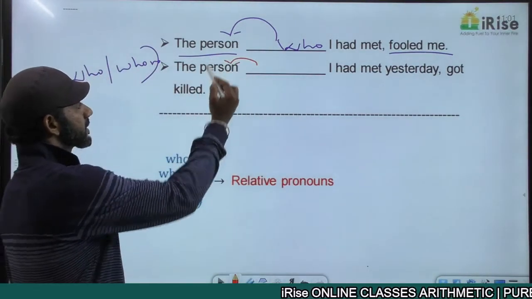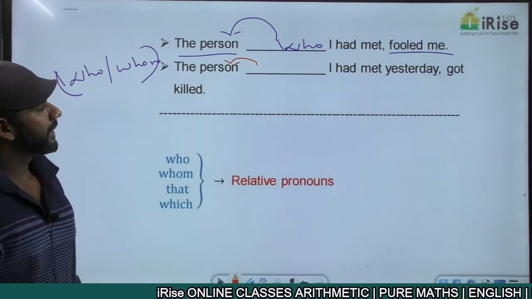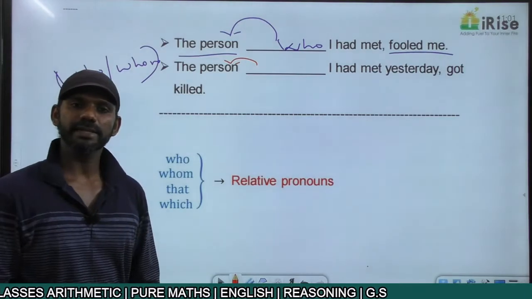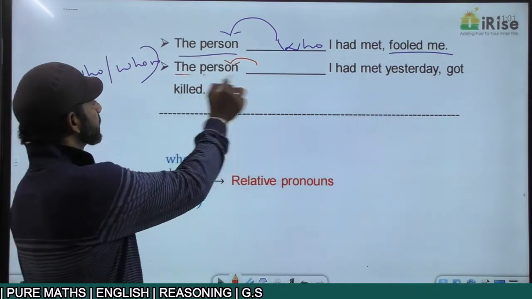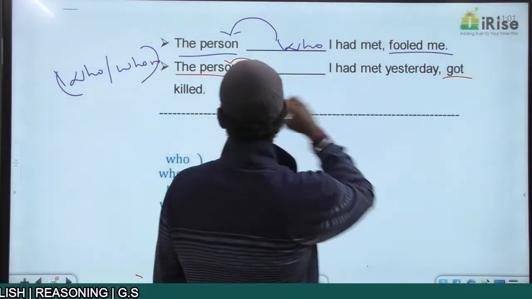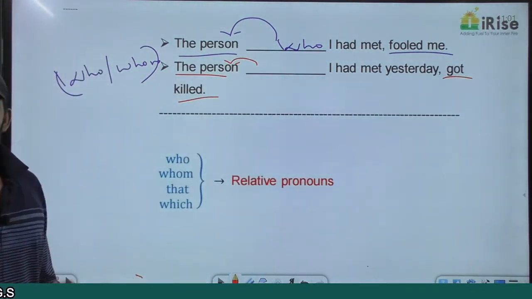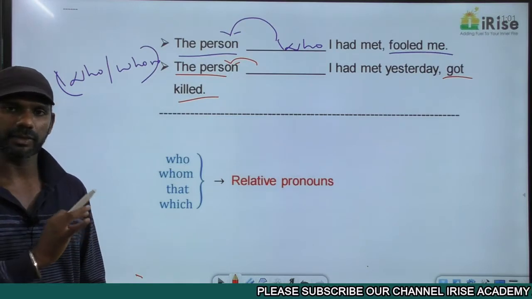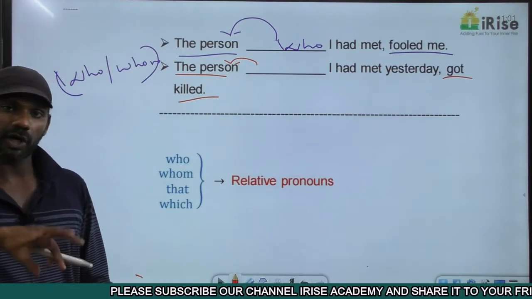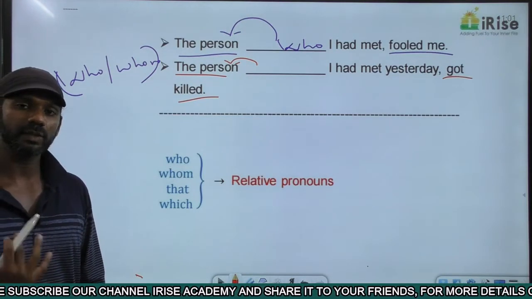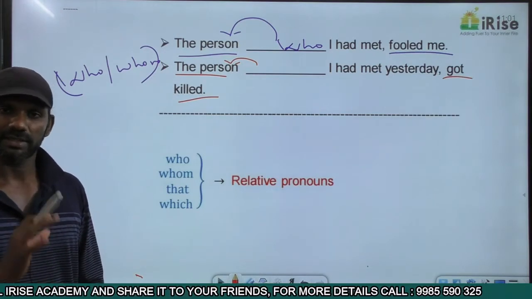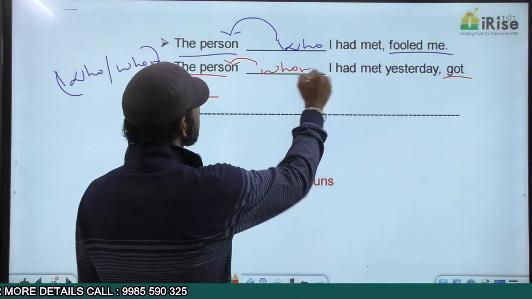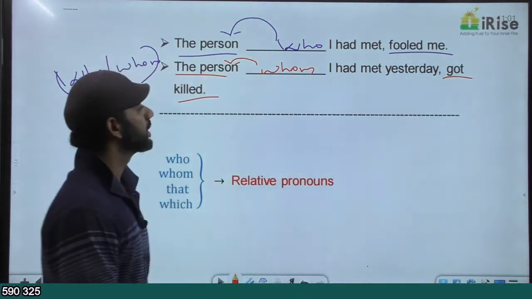This blank stands for the person. The person ___ I had met yesterday got killed. According to the sentence, the action related to the person is: the person got killed. So got killed is an action related to the person. The person got killed means the person did the action or received the action? Received the action. Receiver means object. Object means it must be whom. So the person whom I had met, comma, got killed.